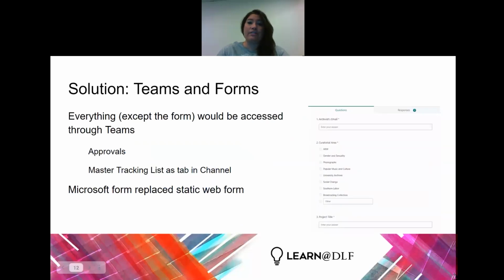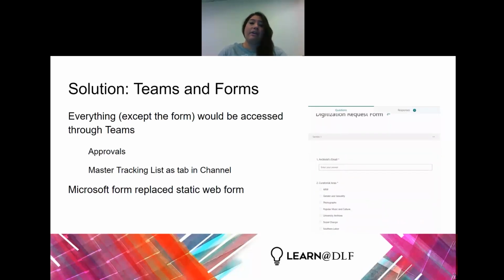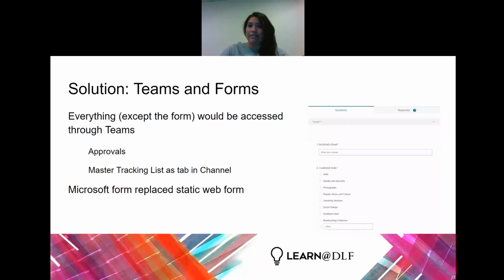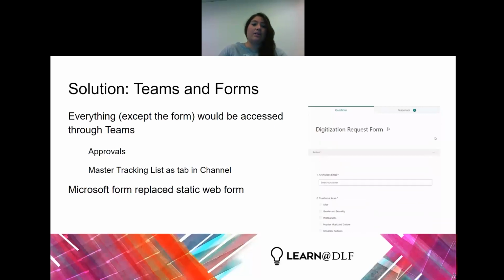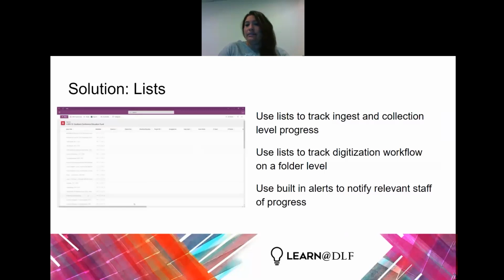So our solution was to use Office 365s and Microsoft Teams. So all of our activities would be through the Teams portal with the exception of Microsoft Forms. So once we implemented an approval queue, that was accessed through Microsoft Teams, and our master tracking lists were also available within a channel within Teams. And our Microsoft form replaced the static web form because it could plug and play with a lot of the tools within Office 365. So we utilize lists instead of Planner for our project management and tracking.